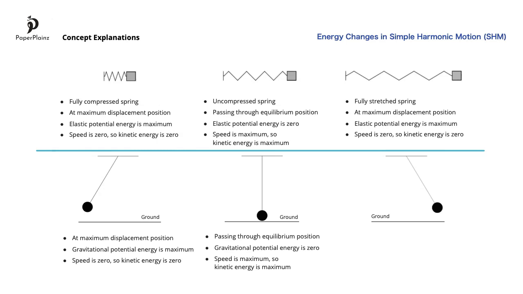At some point, it reaches its other maximum displacement position all the way to the right. Here again, gravitational potential energy is at its maximum, and since the object stops for a moment, speed is zero and kinetic energy is zero. So in case of a simple pendulum, energy conversion happens between gravitational potential energy and kinetic energy. This completes our discussion about energy changes in simple harmonic motion.